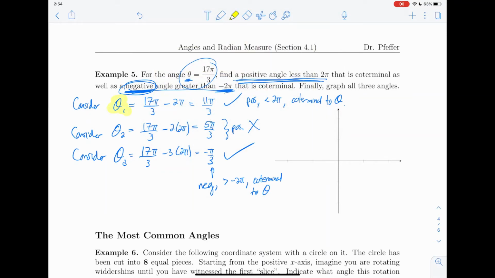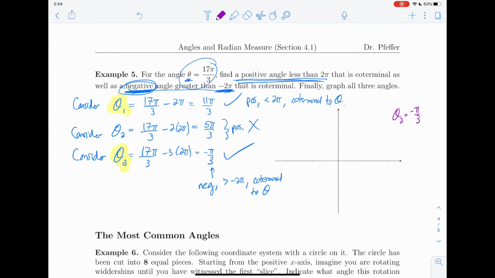That is the first angle we were looking for, and then theta 3 is the second angle that we were looking for. Now, if I wanted to graph all of these, the fact that they're all coterminal will mean they'll all be pointing in the same direction. However, the amount of revolutions it takes to get there is going to be the key difference. So, for example, we might start by saying, okay, let's put theta 3 in purple. So this is going to be negative pi over 3.